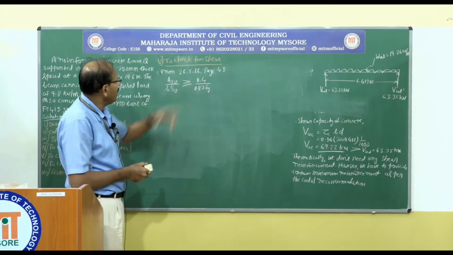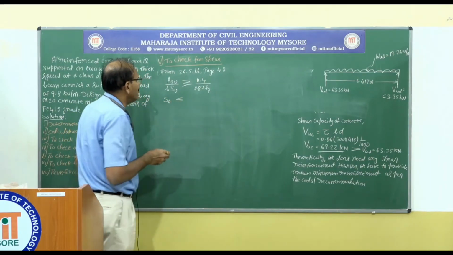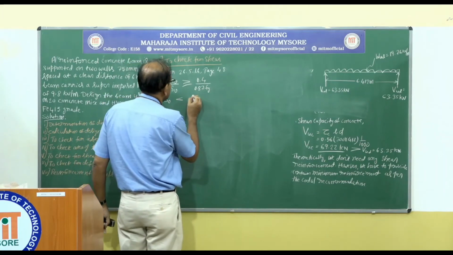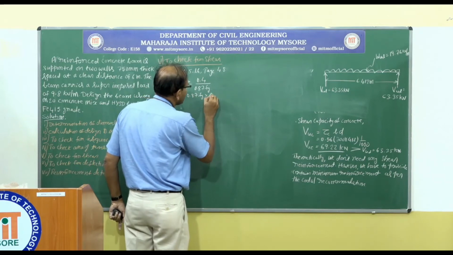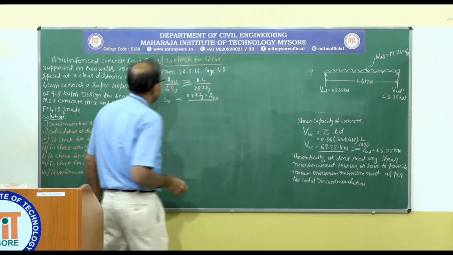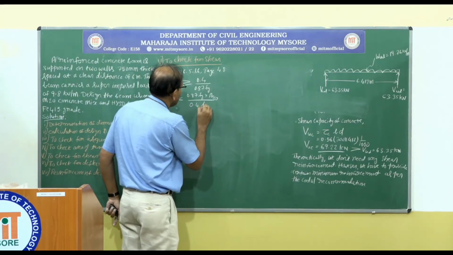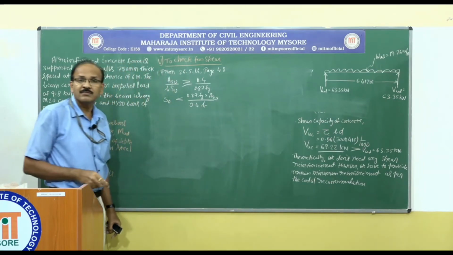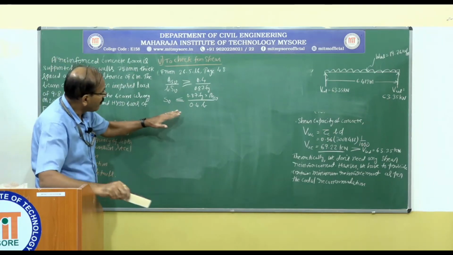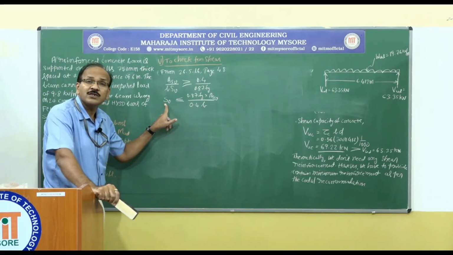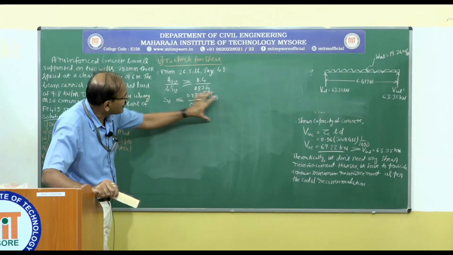So this can be further simplified, and I can write this in the form SV less than or equal to 0.87 Fy into ASV divided by 0.4 B. That means when we provide the reinforcement, the spacing should be less than or at most equal to this value.